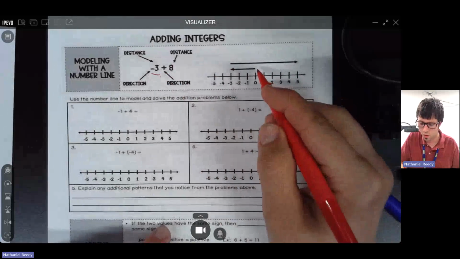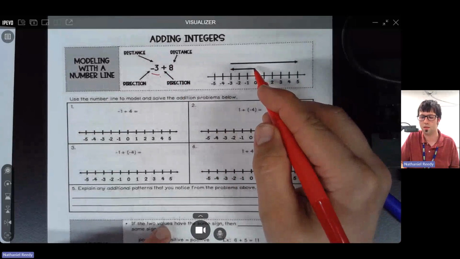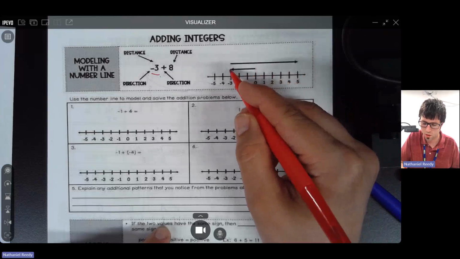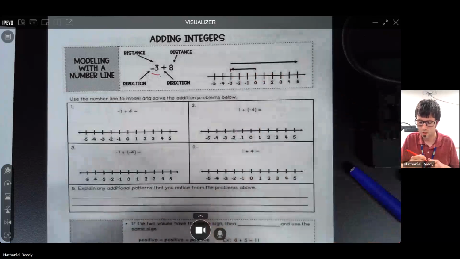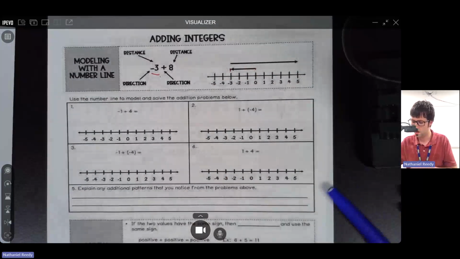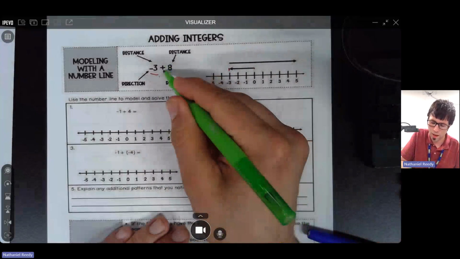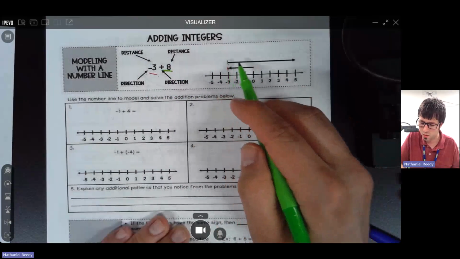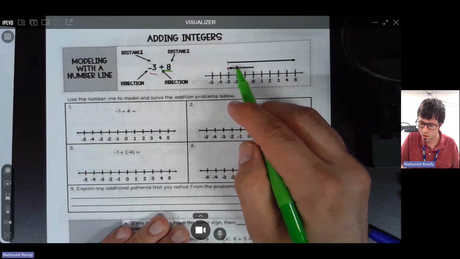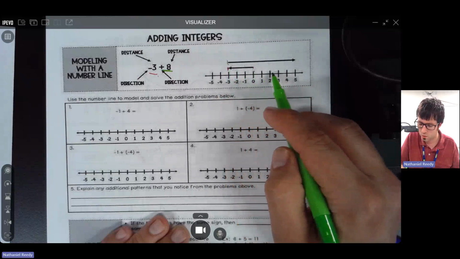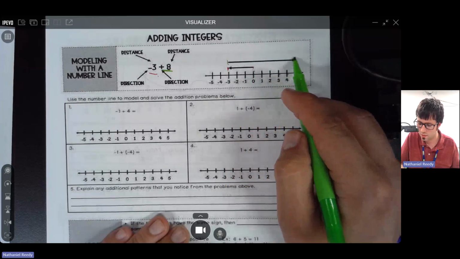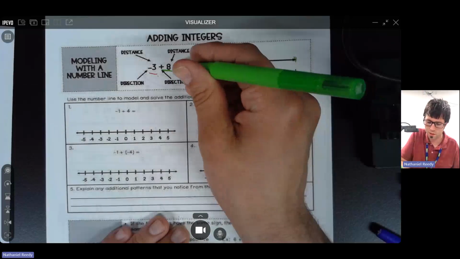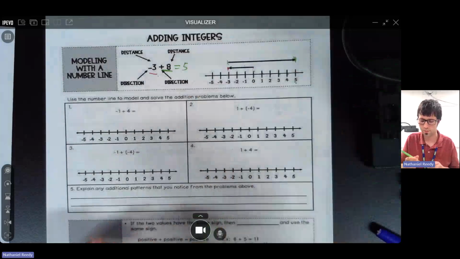So if I start at 0, and always start at 0 unless it tells you otherwise, I'm going to go back 3 spaces. 1, 2, 3. Here I am right there. And then it says add 8. So after I go back 3 spaces, I'm going to go forward 8. 1, 2, 3, 4, 5, 6, 7, 8. So negative 3 plus 8, where did I end? I ended at 5. So this is equal to 5.